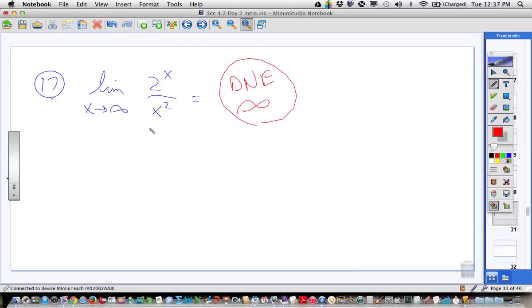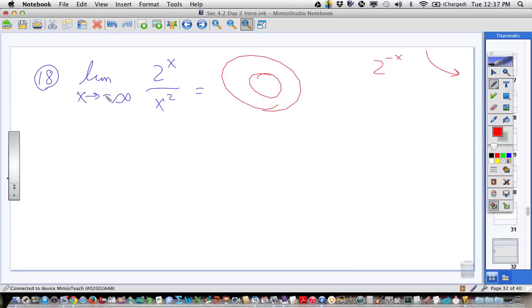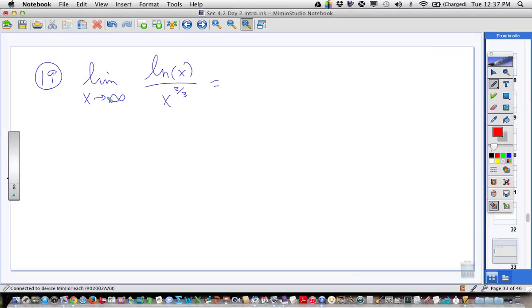Okay, so same function, different result based on infinity or negative infinity, which is kind of interesting, because sometimes that doesn't happen. A lot of times, positive or negative infinity give you the same basic answer. Okay, what about 19?